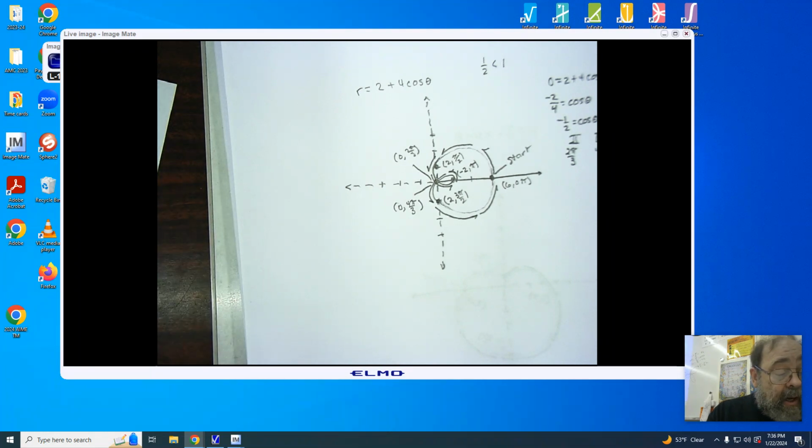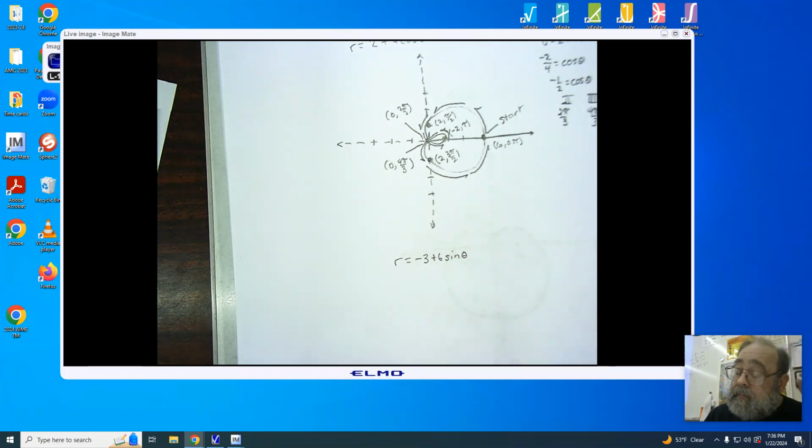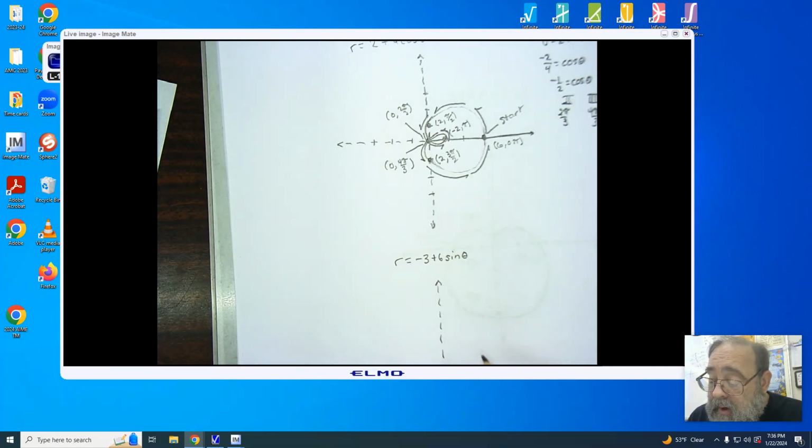Let's take a look at an inner loop with a sine, shall we? Let's take a look at r equals -3 plus 6 sine theta. All righty. Setting up my graph, going out in both directions, left and right, up and down. Now I'm going to start with 0 pi is going to give me a -3. Let's just make sure we have 3, 6, 9 going up, and 3, 6, 9 going down. So we just had a -3 at 0 pi, and that means I would be here, reflected through the pole. I'm right there. Notice this is where I start this time.